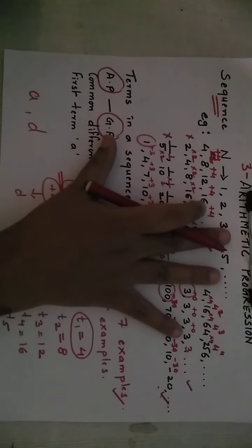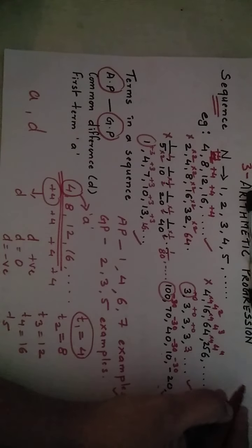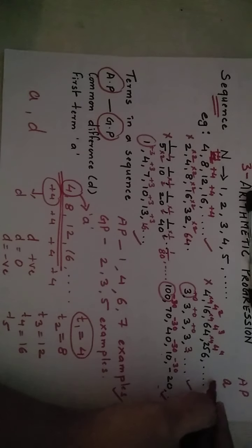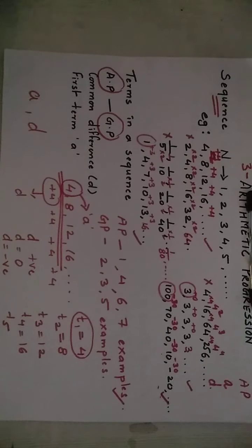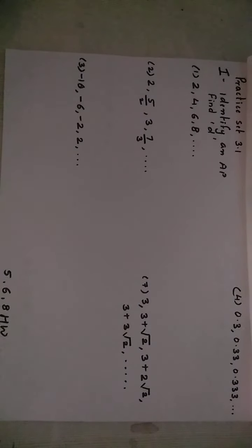From this page, you do not write anything in your notebook. You need to only understand what is AP, what is A and what is D. That's it. So we are ready to move ahead with the next slide. In the next page, we'll be starting with the exercise, that is exercise 3.1. Children, you will be doing only exercise sums in your notebook.